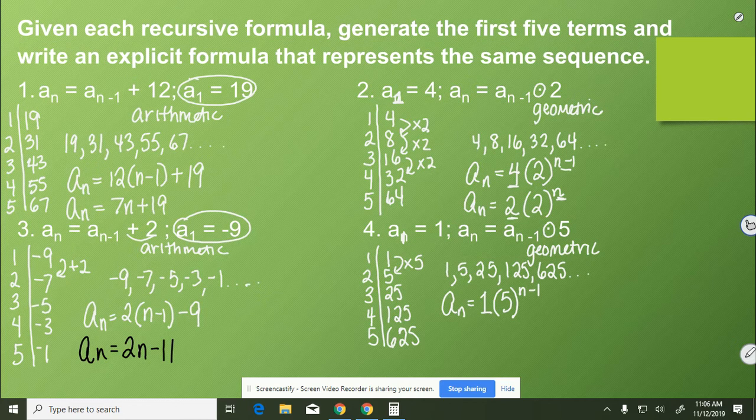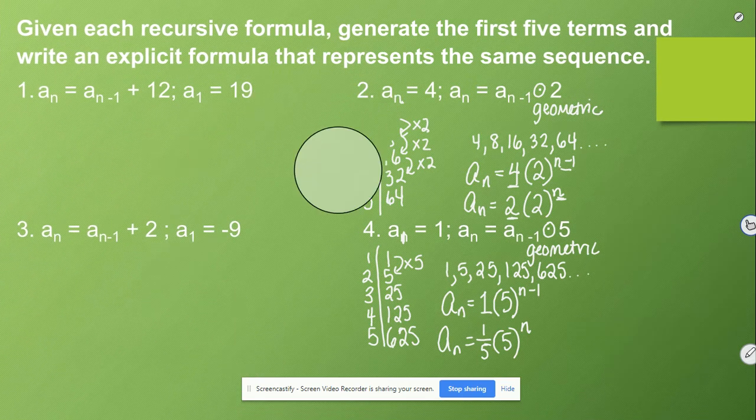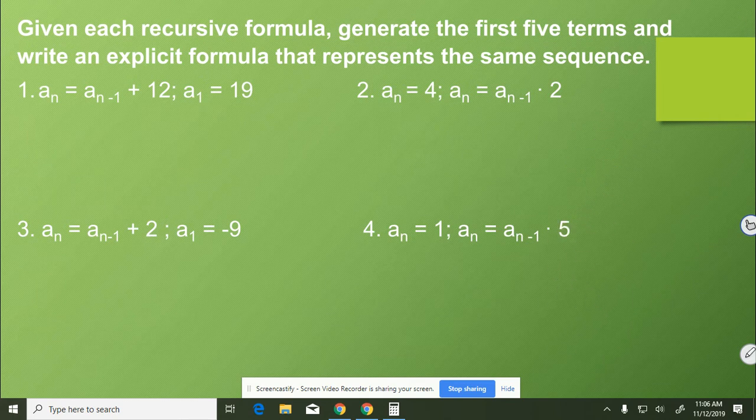And if I went backwards, a of n for the 0th term would be like doing 1 divided by 5, which is 1/5 times 5 to the n. And again, those two would give me exactly the same sequence if I were to pull them up in my calculator side by side. Okay, so again, it's important to be able to use those interchangeably and know that they are equivalent.